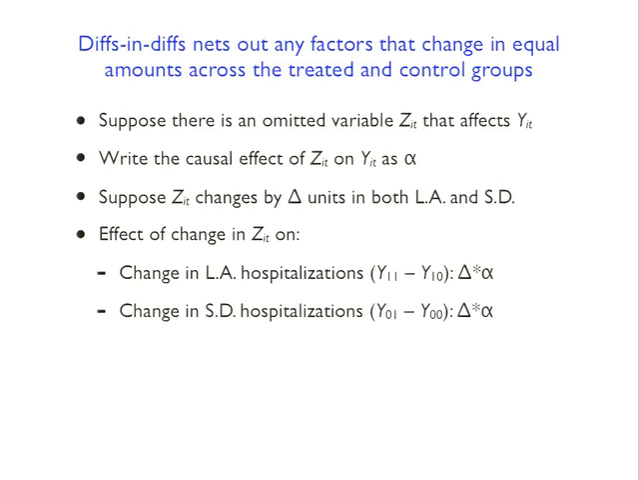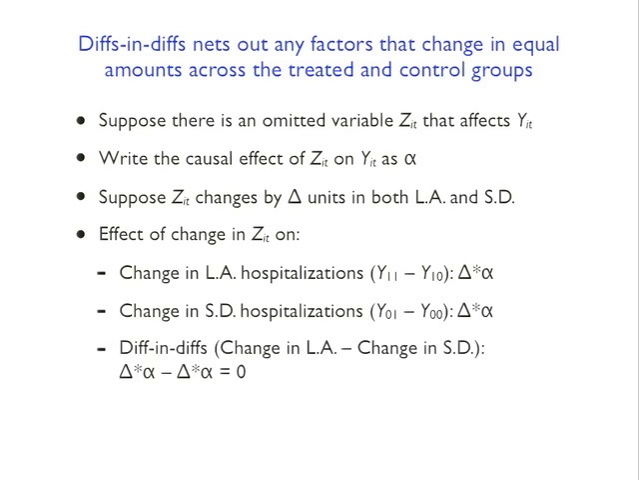So what we're going to hope then is that the change in San Diego hospitalizations is also affected by temperature, and that the change in temperature in both Los Angeles and San Diego is the same, right? So that was this assumption right up here. Suppose that Z_it changes by delta units in both Los Angeles and in San Diego. So if it's changing by delta units in San Diego, then we know that again the effect of the change in temperature on San Diego hospitalizations is going to be delta times alpha.